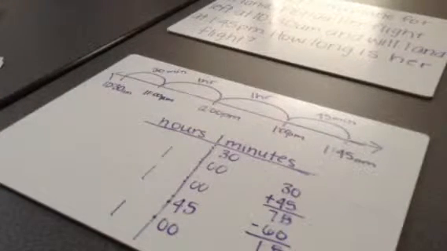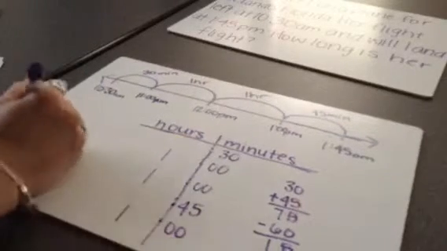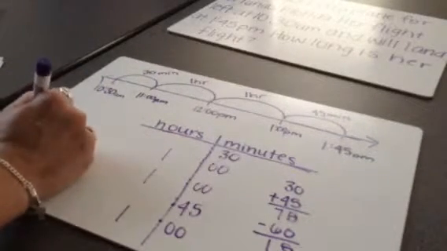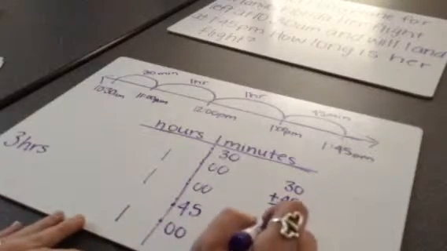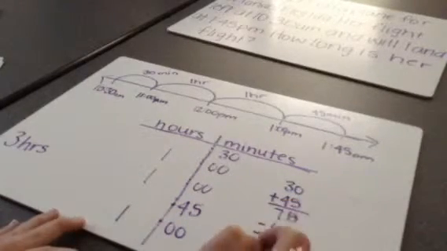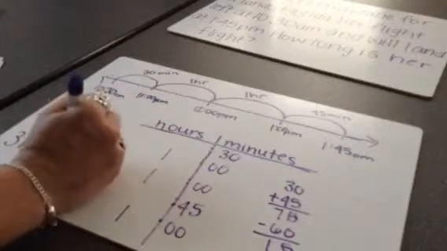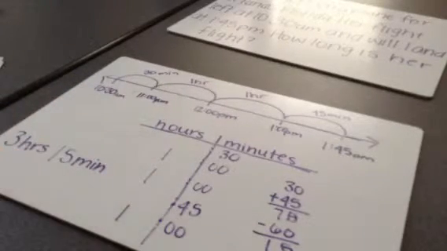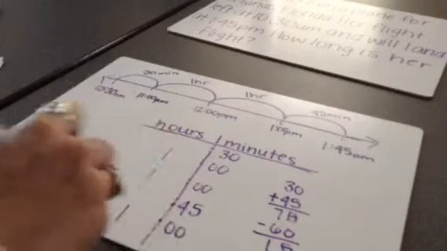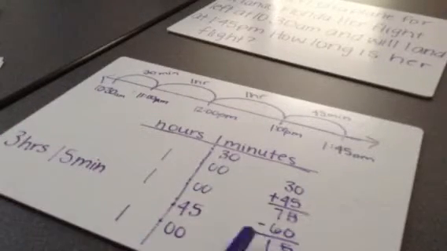So when we look at this now, we see that we have 3 hours under our hour side of the chart. And since we took that 60 minutes out of our 75, we have 15 minutes. So this leaves us with 3 hours and 15 minutes for Avery's flight. Like I said before, when we take out the 60, that leaves you with 15 minutes, leaving a total of 3 hours and 15 minutes.